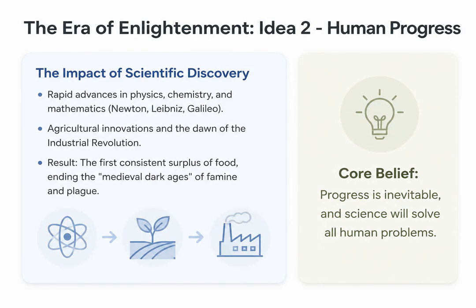The second core idea is human progress. The Enlightenment was an explosion of scientific discovery: physics, chemistry, math, and agricultural innovations. For the first time in European history, societies produced a consistent surplus of food, finally escaping the medieval dark ages of constant famines and plagues. Because this massive improvement in daily life was directly caused by science, Enlightenment thinkers adopted a deeply optimistic worldview. They believed that human progress was inevitable, and that moving forward, science would eventually solve all of humanity's problems.